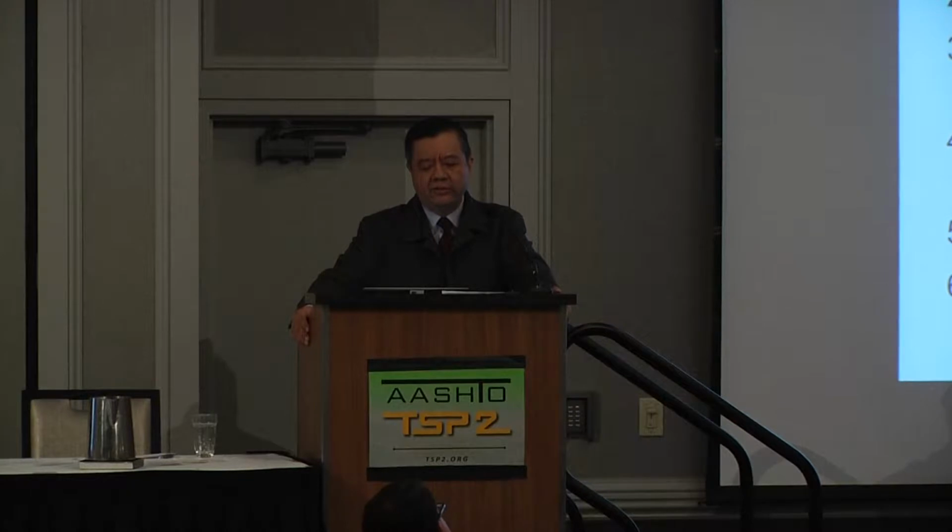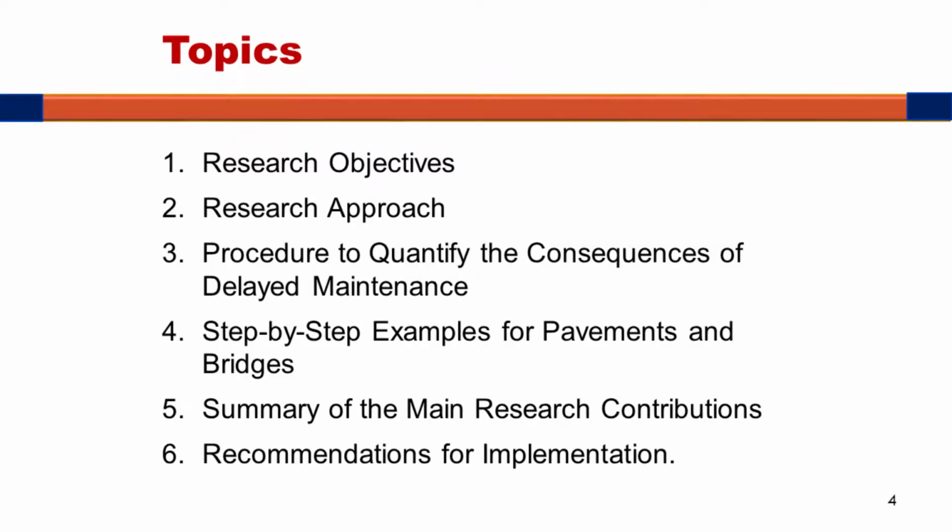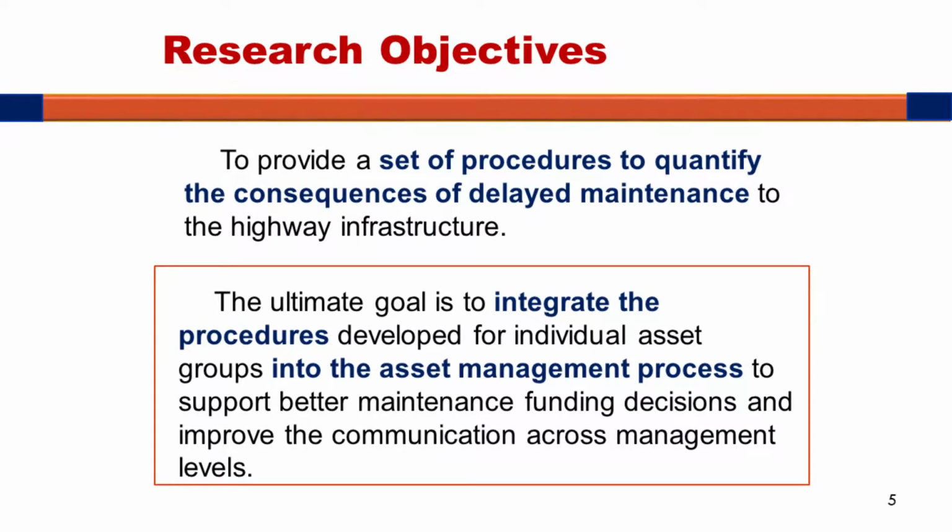And really the whole thing is in the asset management framework. So this is for the strategic level, even though it's tied to project level, it's more strategic. To get the funding you may need to do your maintenance by showing what happens if you don't do it on time. And then finally, I'm going to summarize the contributions and some recommendations for implementation, which we're going for. So the research objective, just to highlight, is to create a set of procedures.